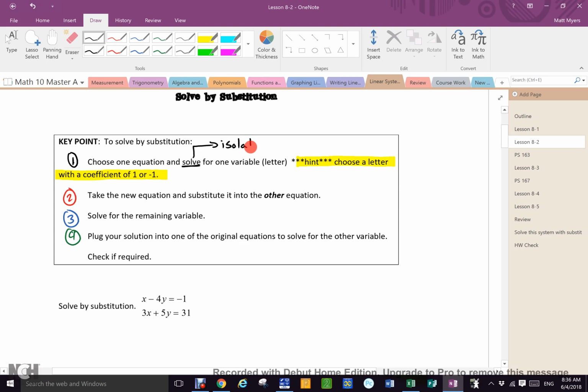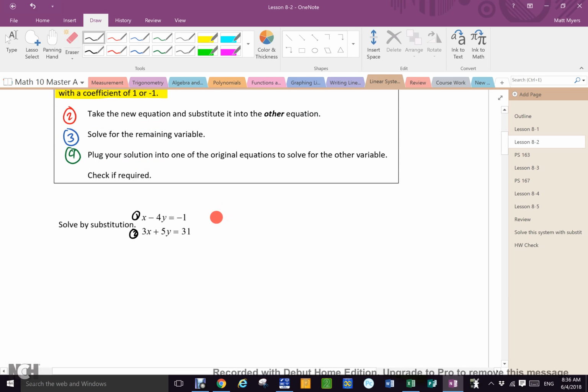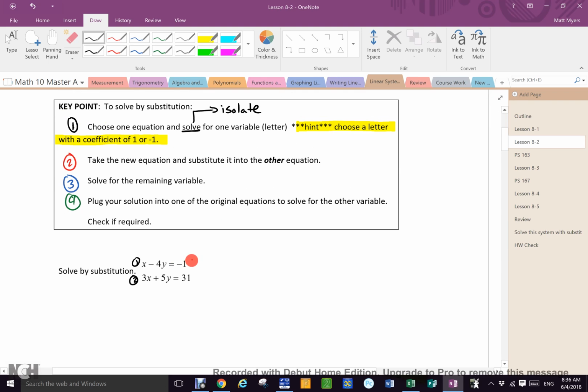So in black, I am going to do that right now. Which of those equations has a variable, an unknown, that it would be really easy to isolate? Would it be equation 1 or equation 2? It would be equation 1. Excellent. So in black, I am going to do the first step. I have chosen equation 1. X minus 4y equals negative 1. Agreed? How can I isolate one of those variables? And more importantly, which variable should I be trying to isolate?